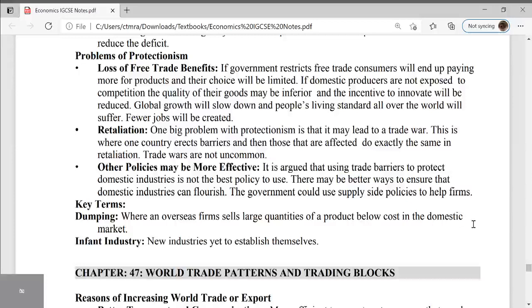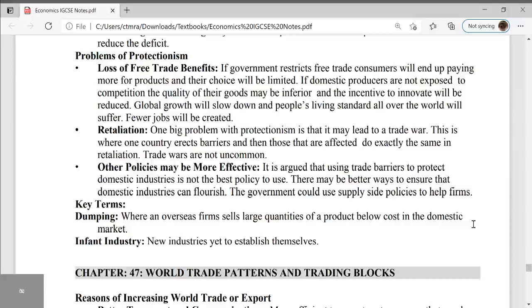Okay, and next we have retaliation. Retaliation means that if you are making problems for us, then we will also fight. Okay, so suppose a country is coming up with protectionism or barriers to other countries, and entrance is becoming difficult. So what will happen is that those countries will also come up with protectionism or barriers. So this will lead to trade war. Okay, so that's a problem.